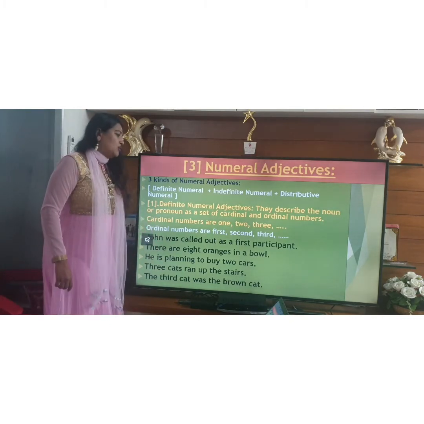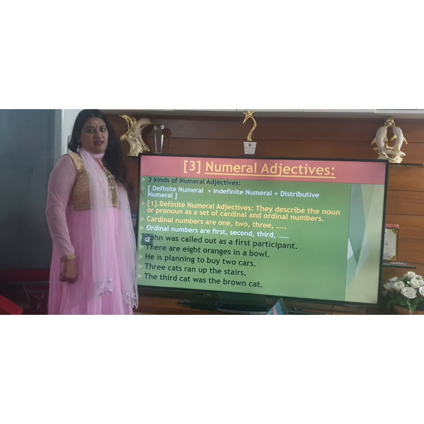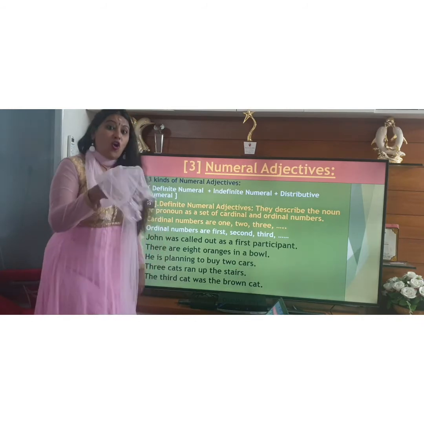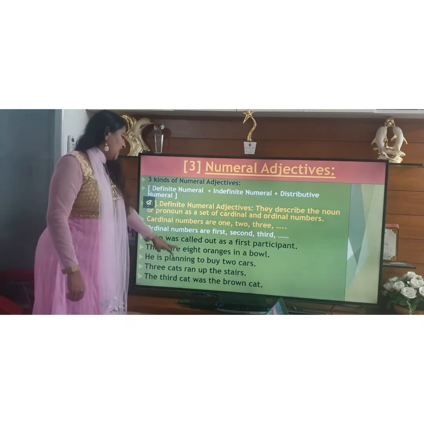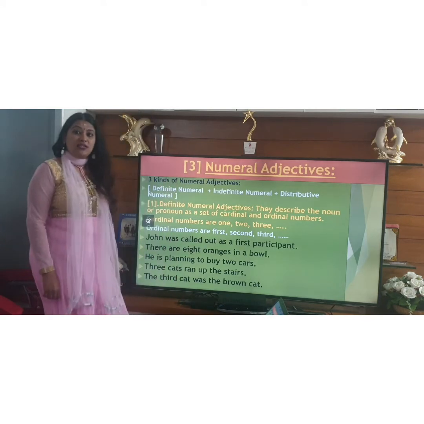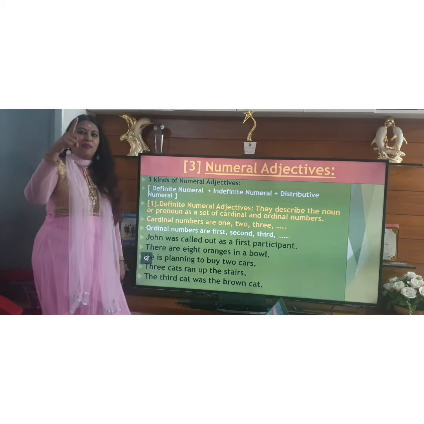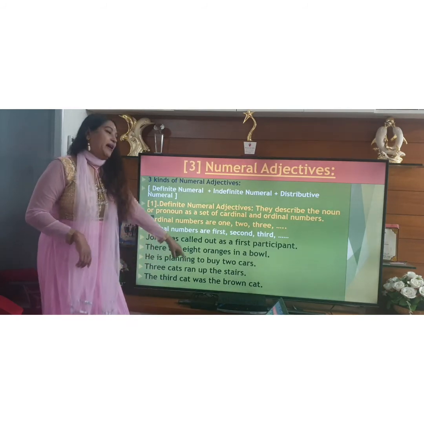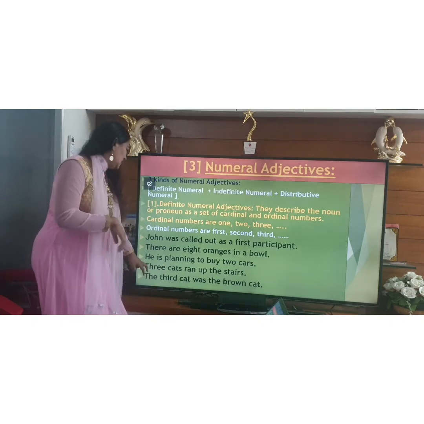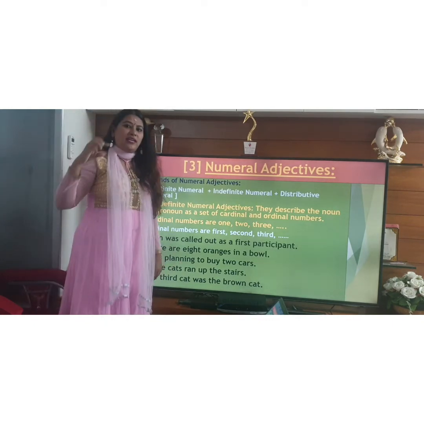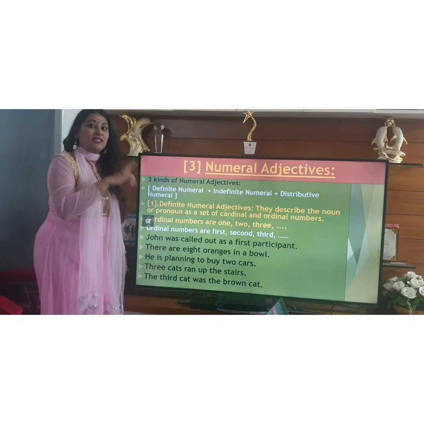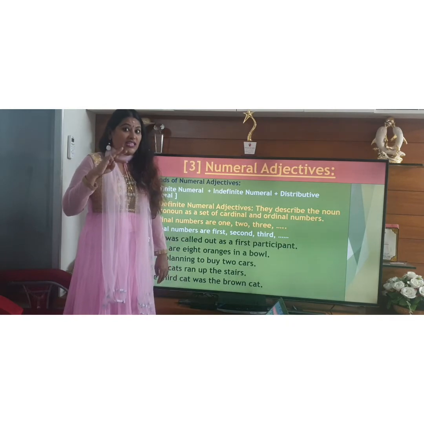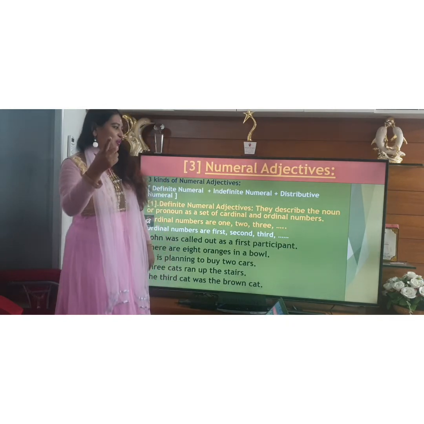John was called out as a first participant. First participant. Was that ordinal? O. And there are 8 oranges in a bowl. How many oranges? 8. What's that? Number 8. Car number. Cardinal. That's C. He is planning to buy 2 cars. C. 3 cats ran up the stairs. How many cats? 3 cats. Again number, C. Third cat was a brown cat. Third, not 3. Third is what? Ordinal. That's O.